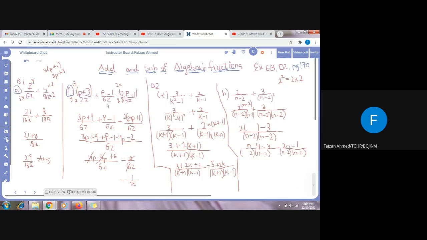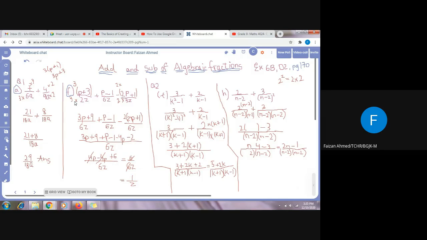In order to add or subtract them, I have to make the denominator the same. So how can I make the denominator the same? There is 2z over here, there is 6z over here, and there is 3z in the last one. So I have to make them the same, and in order to do that I have to multiply them with some number. I can see that 6 is a multiple of 2 and 3. So I can make them 6z. So how?